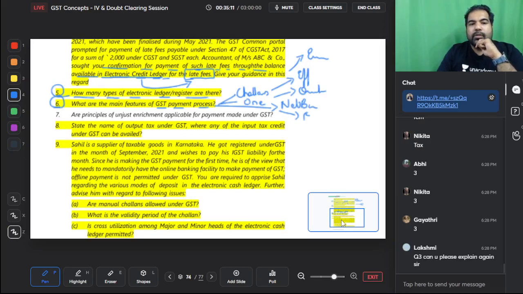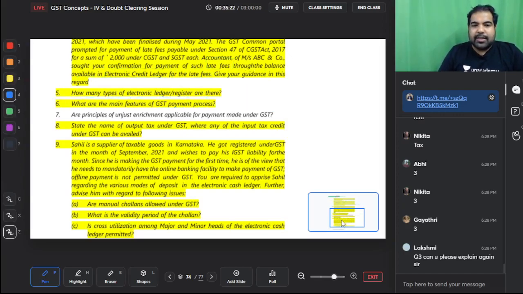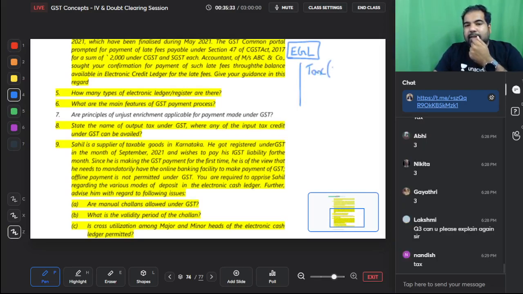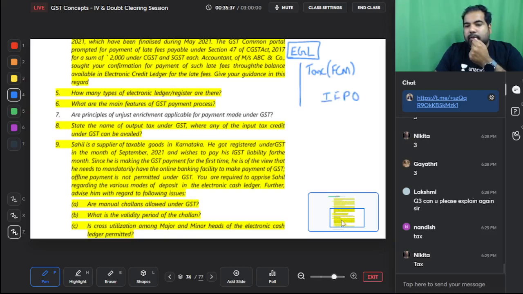Alright guys, question number 3 only says that if you have to pay any late fees, can you use the electronic credit ledger to pay such late fees? As we've already discussed guys, the electronic credit ledger, that means your credit, can only be used to pay one thing. What is that one thing? Only tax, and that too the tax under RCM, not interest, not fees, not penalty, not others.